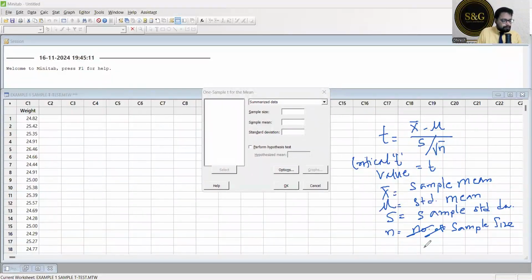So I'll give you the data. Everybody make a note of this. I'm just randomly giving you the data. So sample mean, we will consider as 10. Standard mean, which is the standard, is 11. And sample standard deviation, let's consider to be 2. And number of data points, let's consider to be 16.